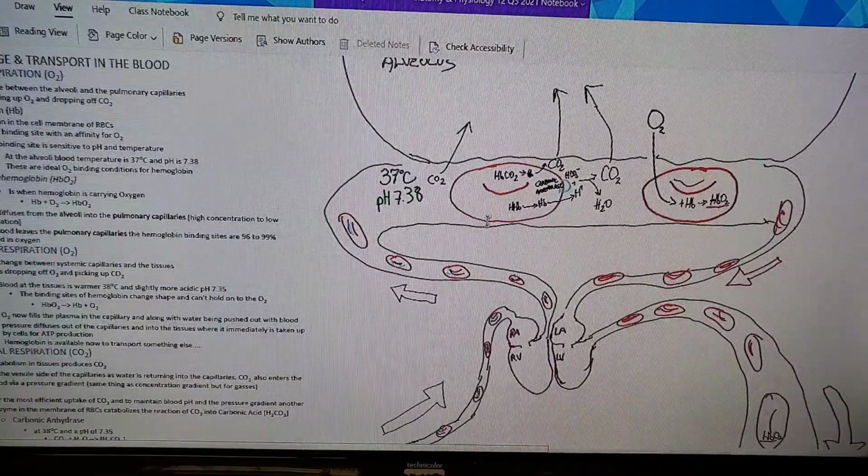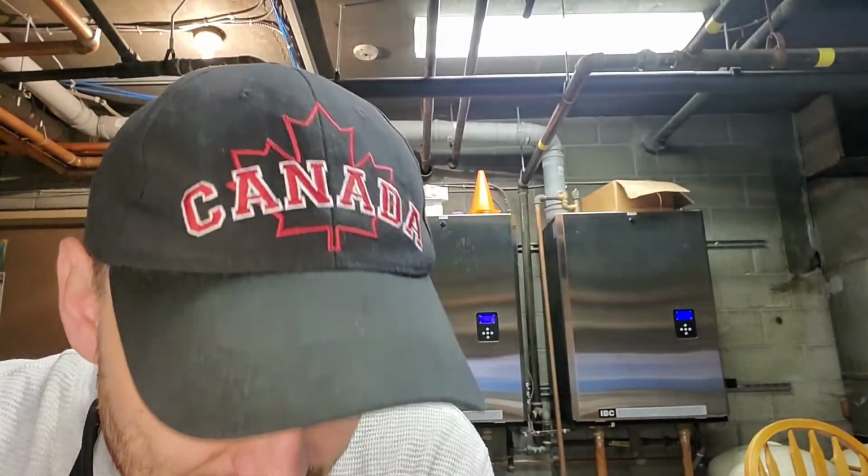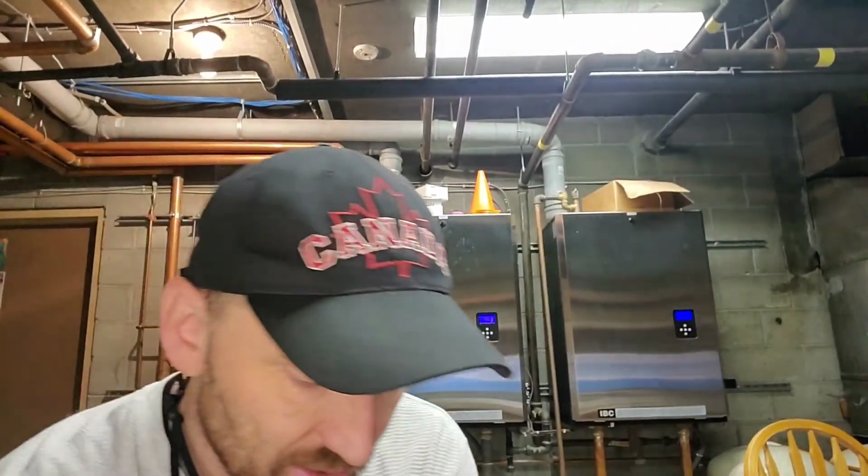So review that, have a look at it, and that basically concludes respiration. You can look on your own at respiratory diseases. There you go. Okay.